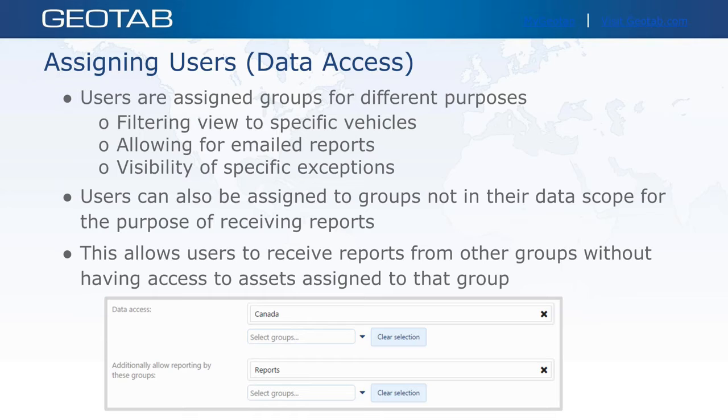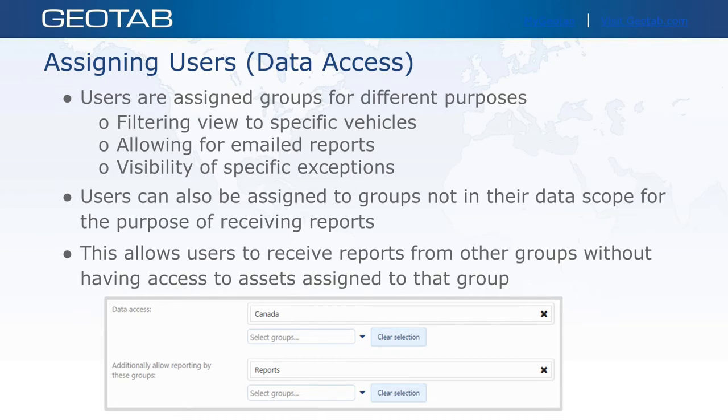So when we go into any user in a database, you'll see that we've got their username, password, security clearances, all that stuff, and then near the bottom you can see the data access that they have, but then there's that extra spot that says additionally allow reporting by these groups. So you can see we've got data access Canada, and then we've got reports in this example.